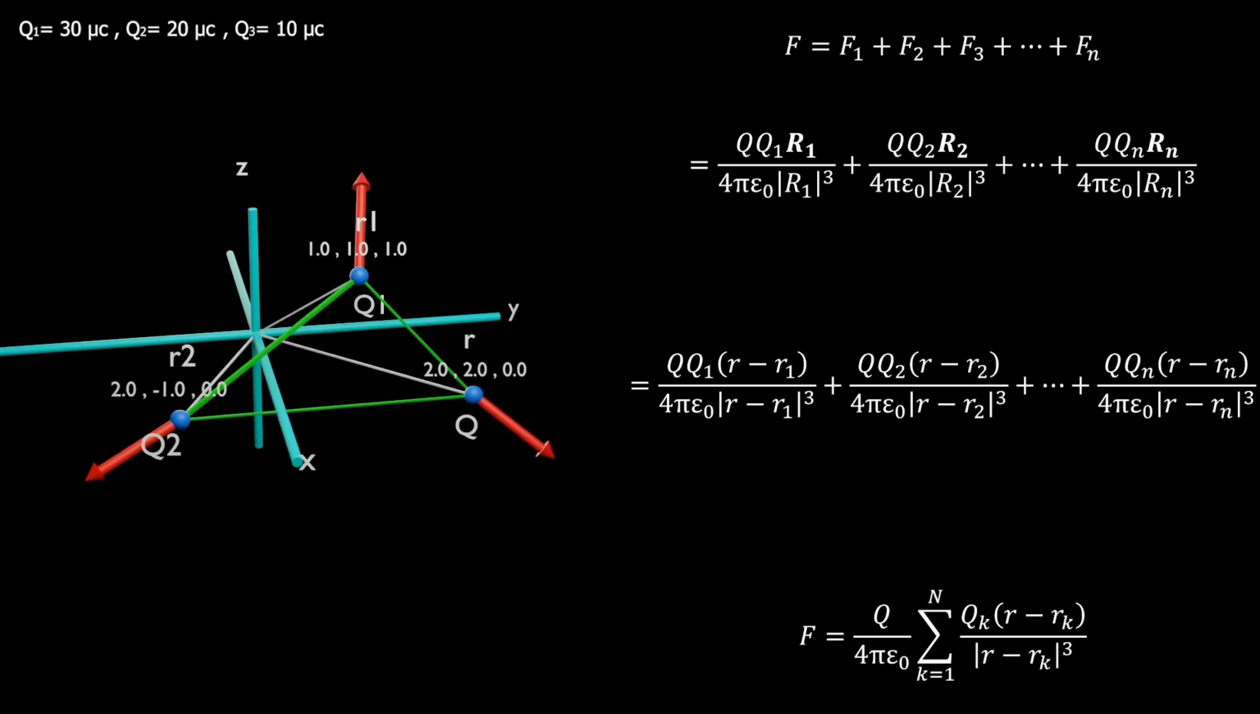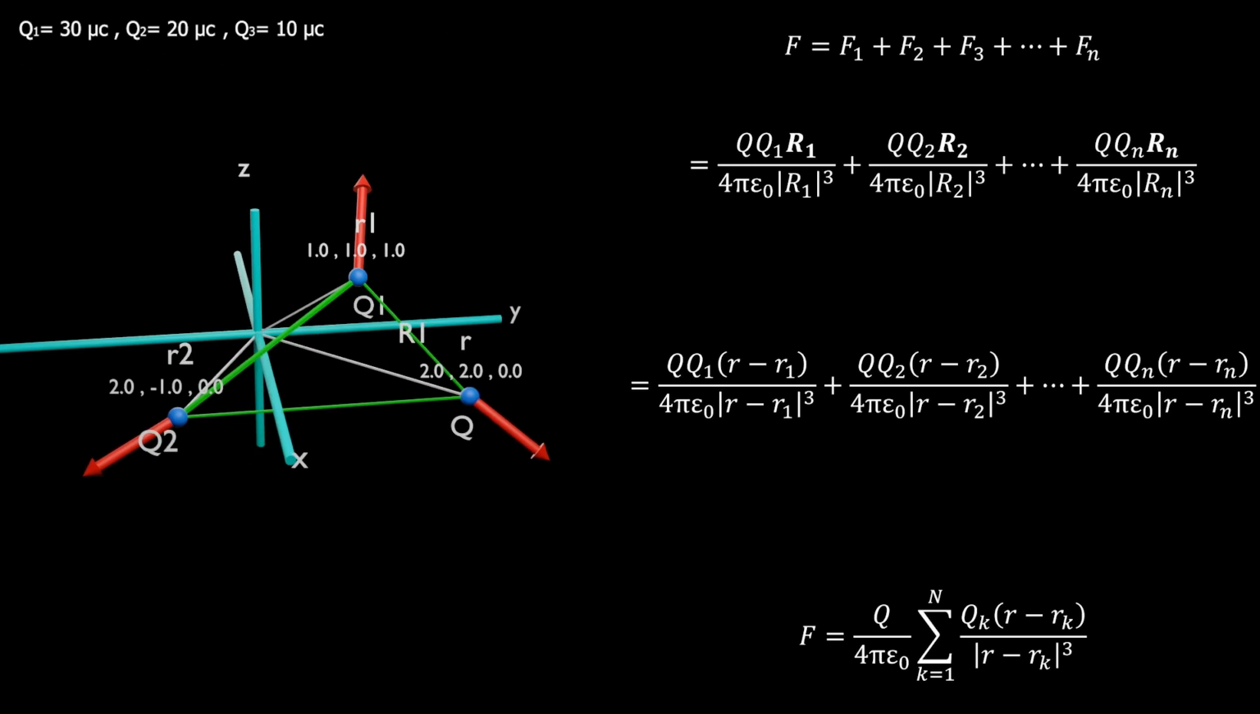Let's try to find F1. To do this, we need to find the vector that points from Q1 to Q. We are going to call this vector uppercase R1, which is equal to lowercase r minus lowercase r1. The same thing goes for F2 up to Fn.